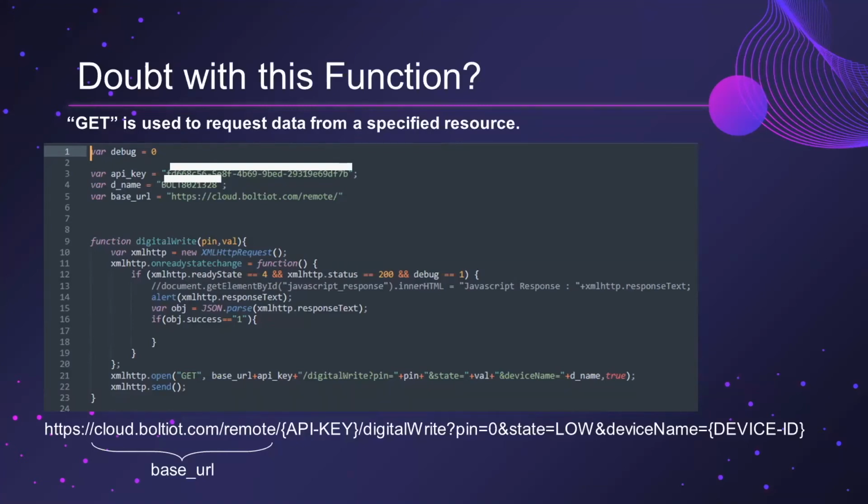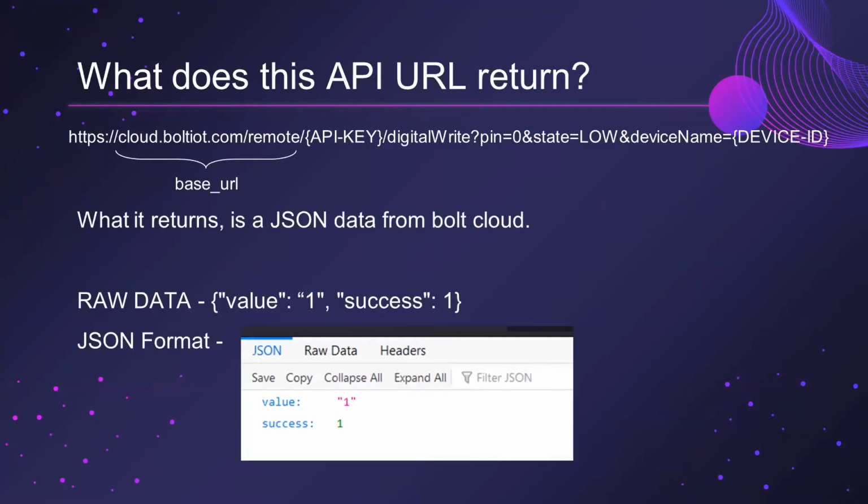That's it. What is the API key? You'll find it in your Bolt cloud itself. And what is a device ID? That also you'll find. So this is only for digital right now. If you are giving a state high or state low, then it will only return you a value of 1. This happens only for digital write.